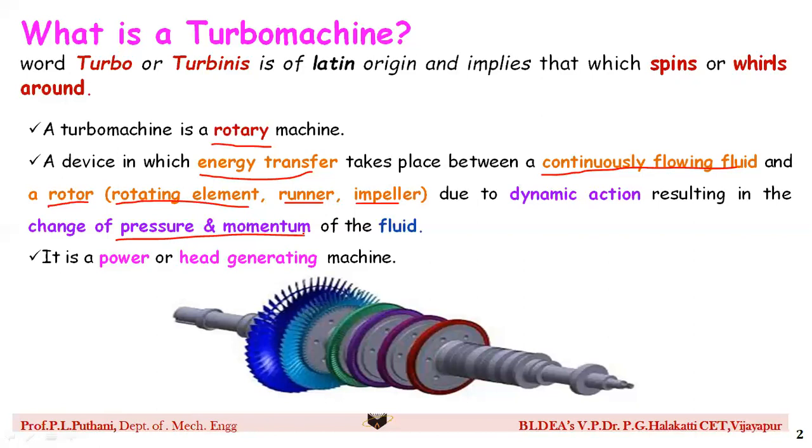Similarly, here also in the turbo machines, the energy transfer takes place between a continuously flowing fluid and the rotating element, where there is a change in the pressure as well as the momentum of the flowing fluid. Generally, these machines are also known as power or head generating machines. So let us move to the next part.